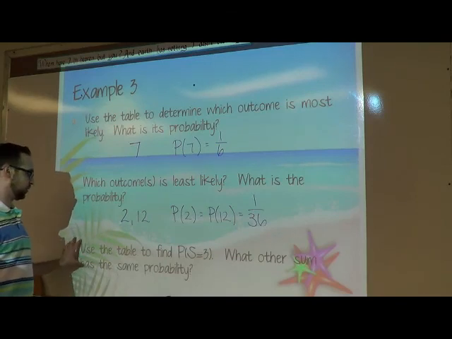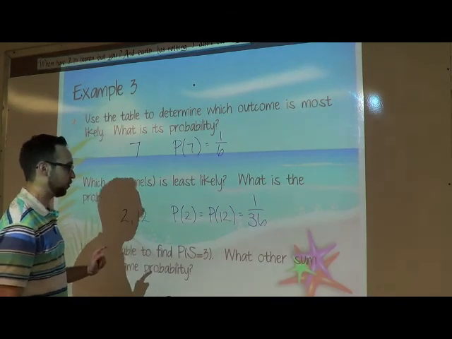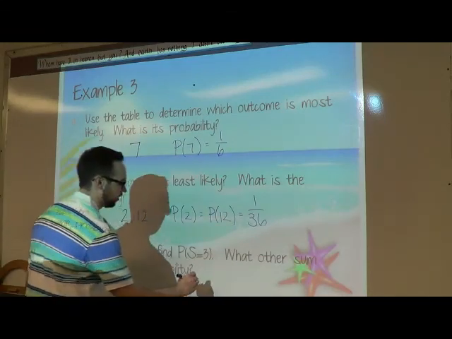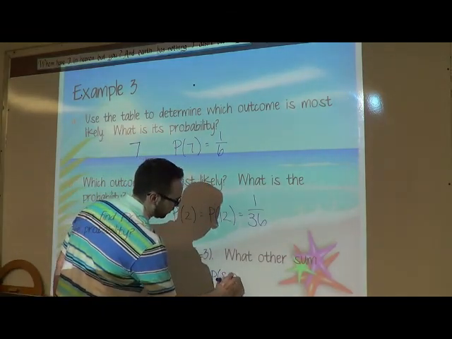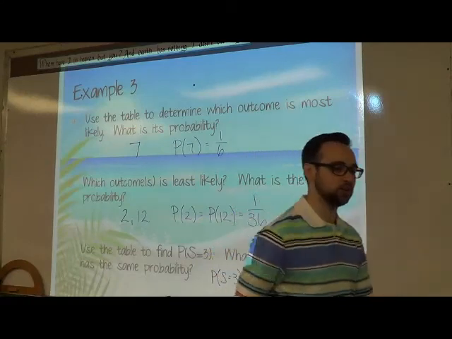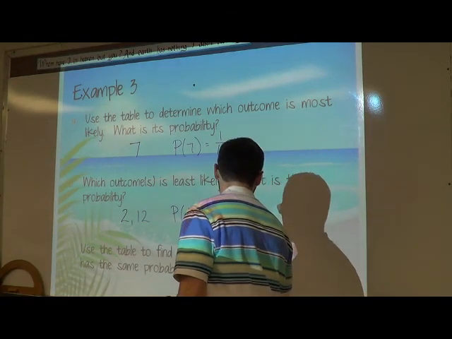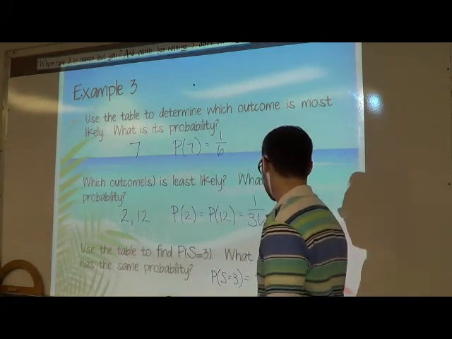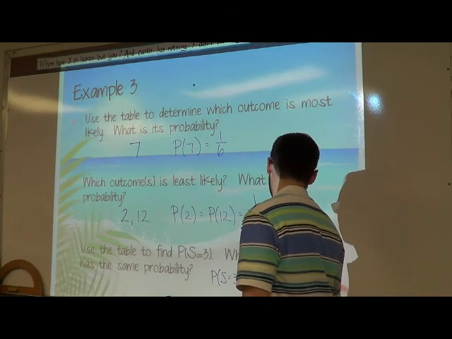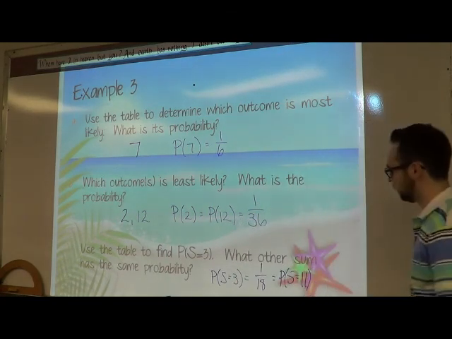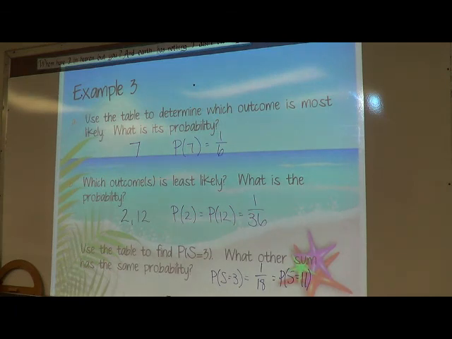Then they want us to use the table to find the probability of the sum of 3. So the probability of the sum equaling 3, if you look at your table, you're looking at the bottom number, and it's going to be 1/18. Well, what other sum has the same probability? That's also the same probability as the sum of 11. Because there's two ways to get a 3. First dice is 1 and the second dice is 2, or the other way around, where the first one is 2 and the second one is 1. Probability of getting 11 is the same way, either a 5 and a 6 or a 6 and a 5.